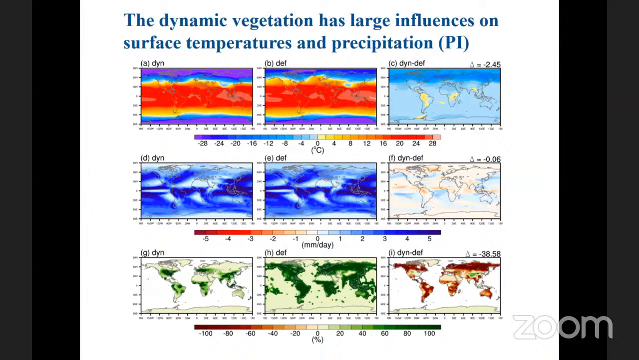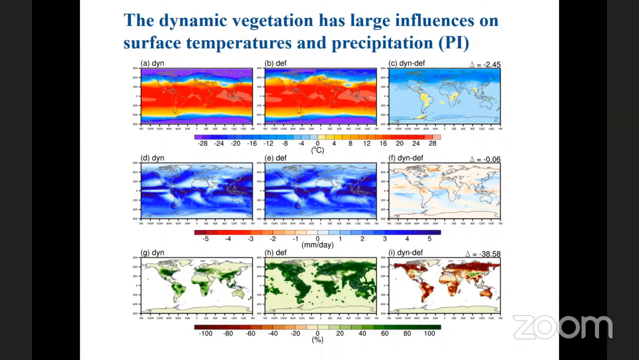We found a very big problem, which is about the dynamic vegetation module. Here we compare the dynamic vegetation with the default vegetation in the PI simulation. We can look at the lower panels. This is the default vegetation. This is the dynamic vegetation. We ran that for 6,000 years. We can see the vegetation coverage is really, really low.